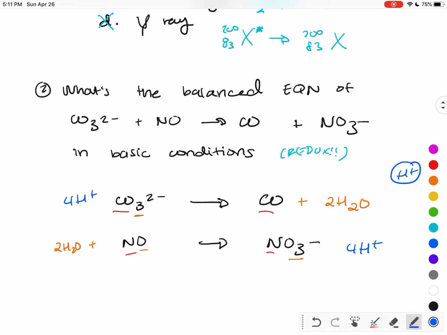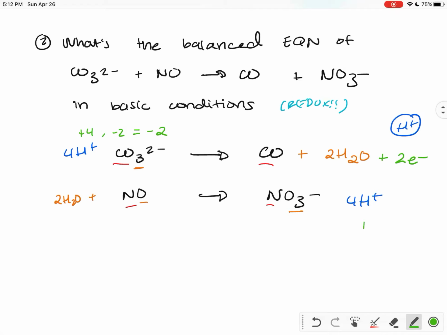And so now is when I can go through and figure out how many electrons I need. We need to figure out what the charge is on each side. So it looks like this is +4 and -2, so we get a -2 charge, which means that on this side, we're going to want to add 2 electrons to balance out the charge. And over here, it looks like we have +4 and -1, so that gives us a -3 charge. In order to balance that out, we're going to want to add 3 electrons to this side.